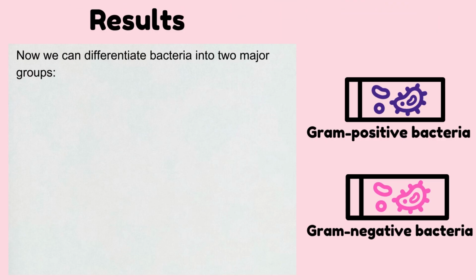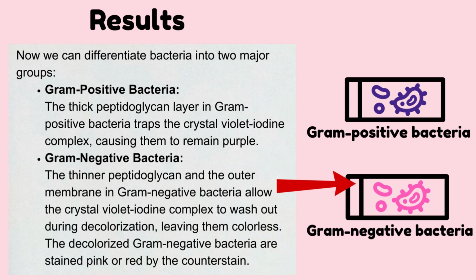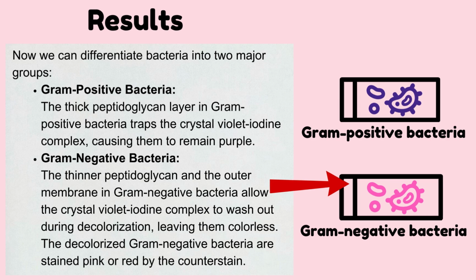Results. Now we can differentiate bacteria into 2 major groups. Gram-positive bacteria. The thick peptidoglycan layer in gram-positive bacteria traps the crystal violet iodine complex, causing them to remain purple. Gram-negative bacteria. The thinner peptidoglycan and the outer membrane in gram-negative bacteria allow the crystal violet iodine complex to wash out during decolorization, leaving them colorless. The decolorized gram-negative bacteria are stained pink or red by the counterstain.